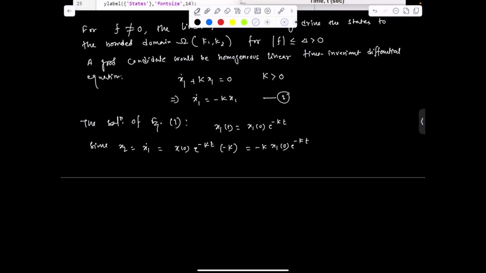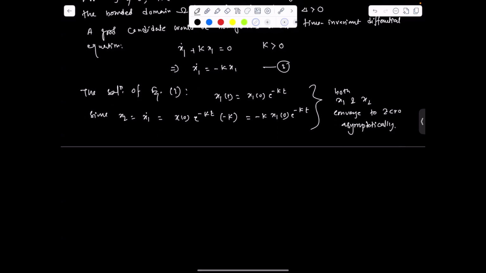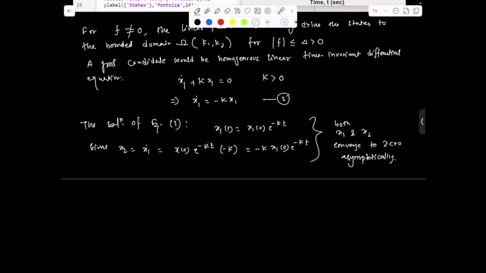So from this we can write that both x1 and x2 converge to 0 asymptotically. Okay. Also, we can notice that if you have a homogeneous linear time invariant system like this, there is no effect of disturbance in this equation 3, right?